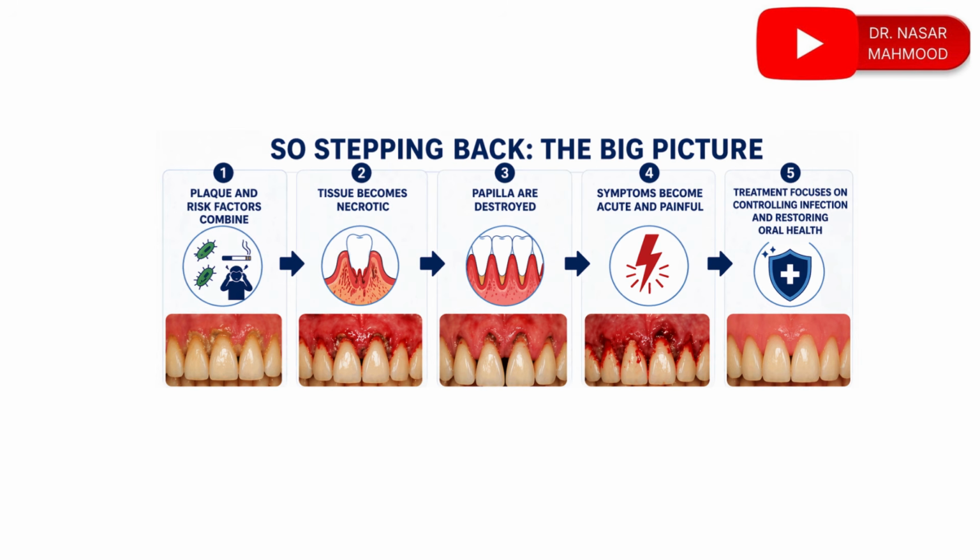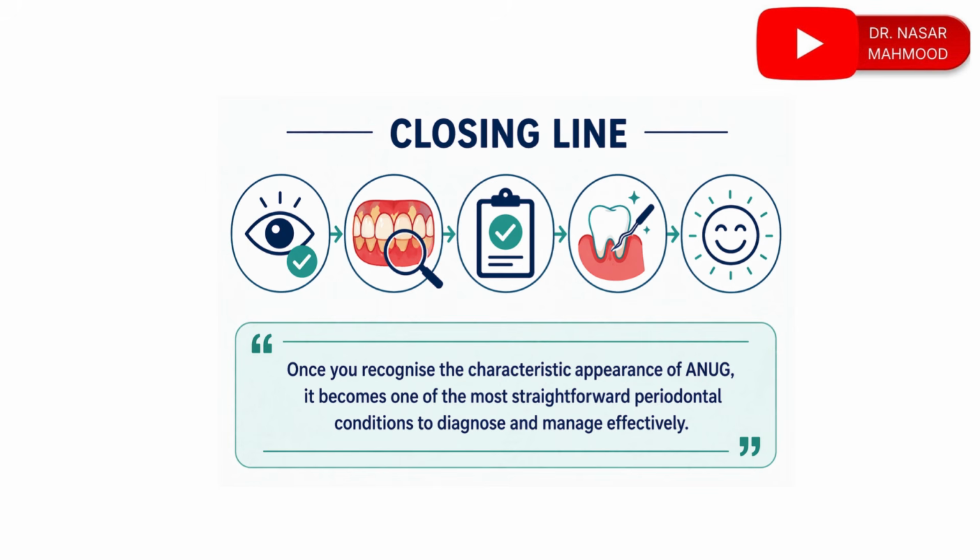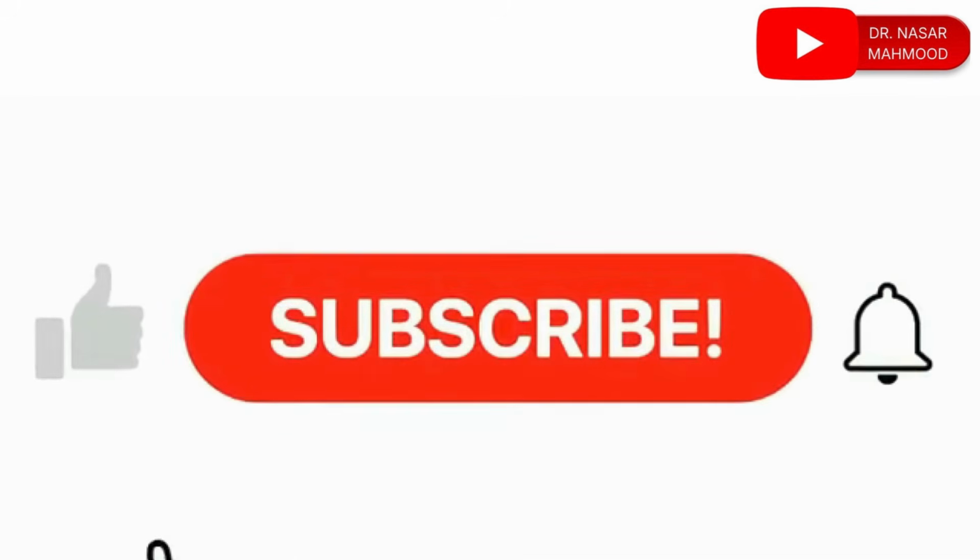So, stepping back, plaque and risk factors combine, tissue becomes necrotic, papillae are destroyed, symptoms become acute and painful, and treatment focuses on controlling infection and restoring the oral health. Once you recognize the classical characteristic appearance of ANUG, it becomes one of the most straightforward periodontal conditions to diagnose and manage effectively.